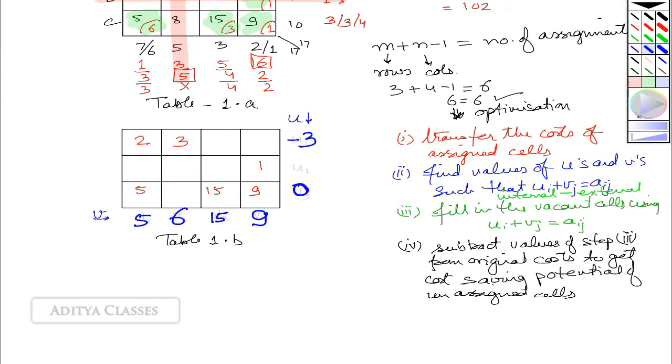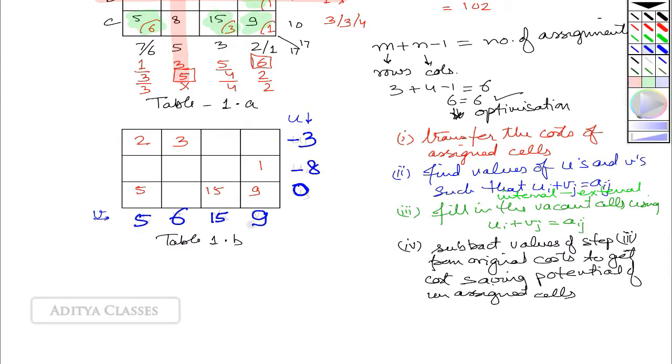6 minus 3 will give me a 3. And what about this value? Can I make use of these two cells, these two u and v's? 9, 1, internal minus external, 1 minus 9. 1 minus 9 is minus 8. So I can put a minus 8 over here.